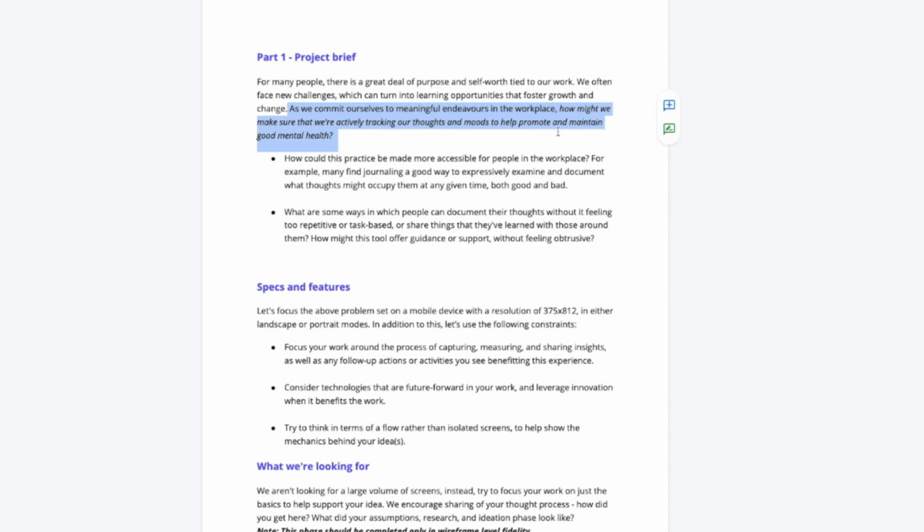So there's already an assumption that tracking your thoughts and moods does promote good mental health. That was sort of an assumption that I didn't look too much into. I just assumed that we'd already determined this. And then they said, how could this practice be made more accessible for people in the workplace? So specific to the workplace, right?